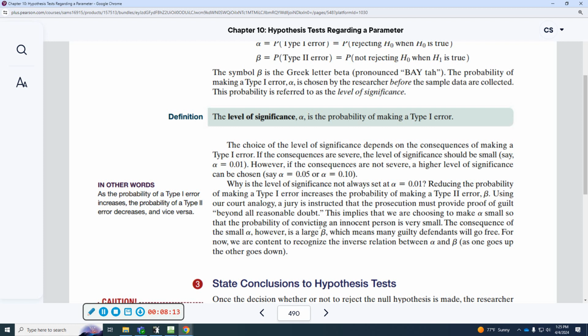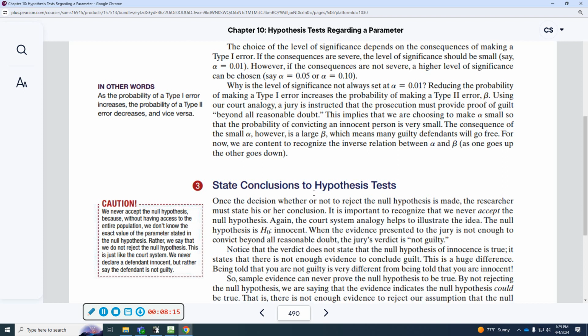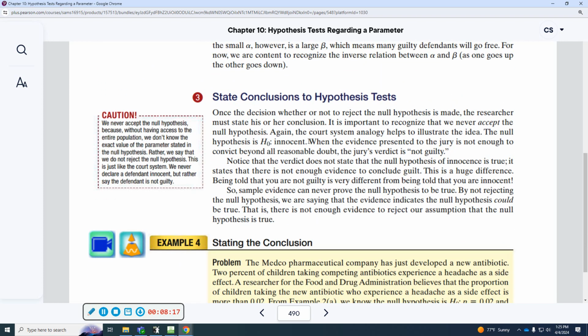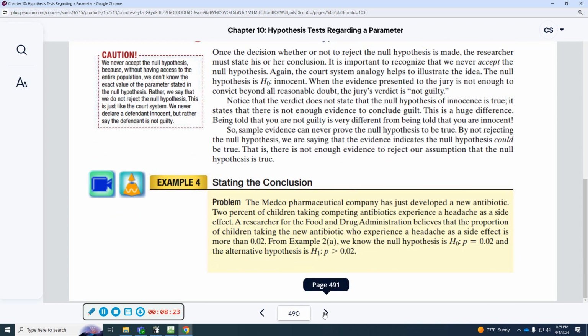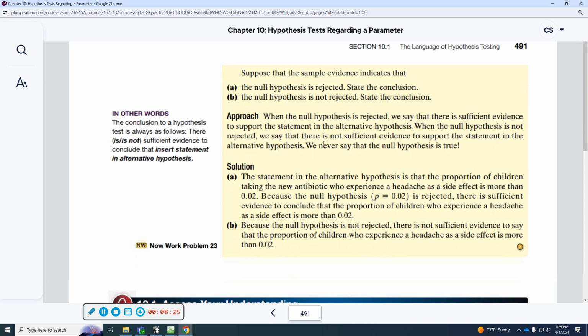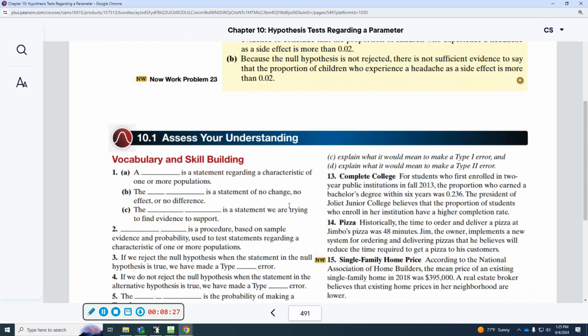These two have an inverse relationship, and this good reading goes over how you state the conclusion of a hypothesis test. So that's some good reading there. And once we go through all of this, we will go over to MyMathLab and actually start doing some examples.